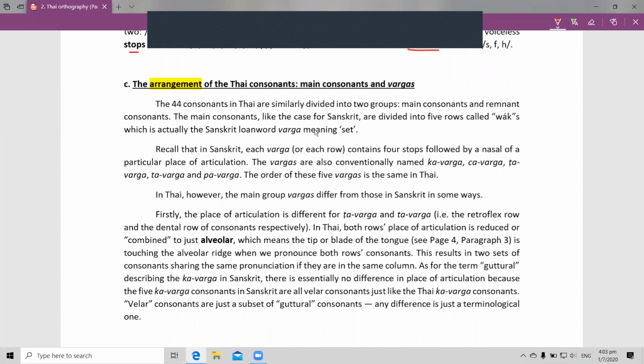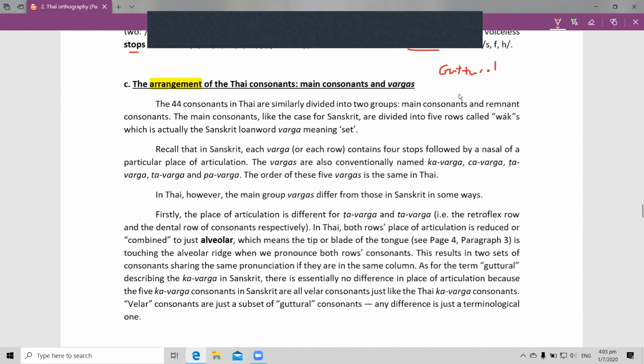So remember, in Sanskrit, the main consonants are divided into 5 rows, based on their place of articulation. We have the gutturals, the ka, ga, and nga. And we have the palatals, the retroflex, the dentals, and the labials. Correct? 5 rows containing 5 consonants. Thai also has 5 rows.